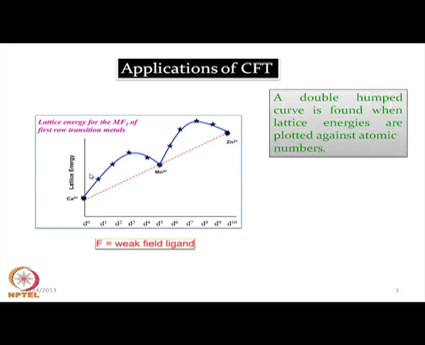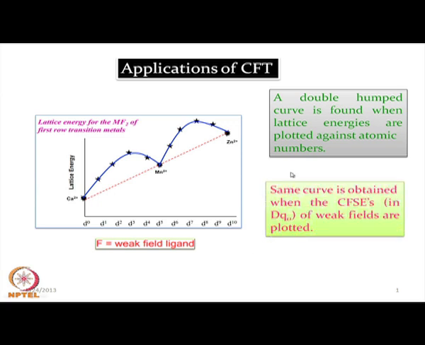So, what we get is nothing but a double humped curve, which is found when lattice energies are plotted against atomic numbers or the number of d electrons. It can be the atomic number from 20 to 30, or from d0 to d10 if we consider a plot related to the number of d electrons. The same curve we can have if we simply consider the crystal field stabilization energies for all these transition metal ions, such as for chromium, such as for nickel.